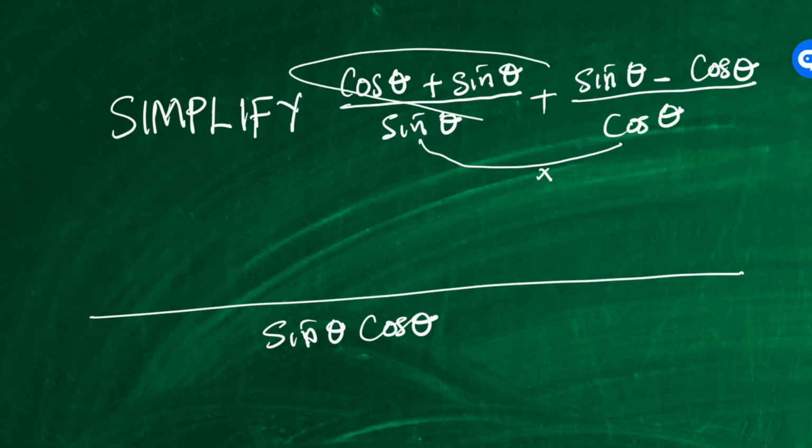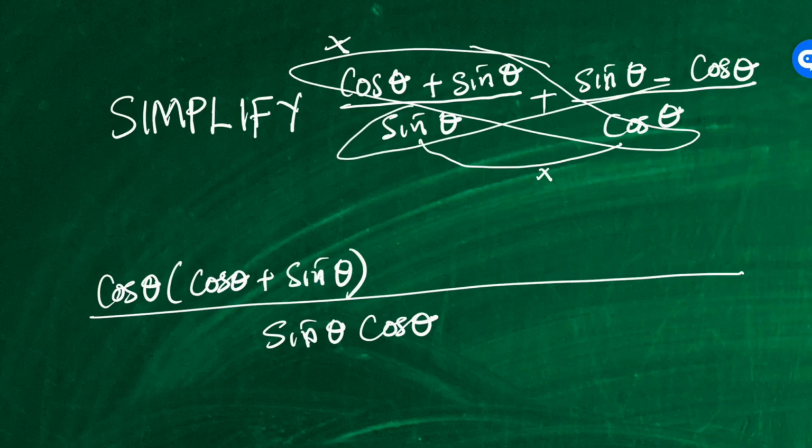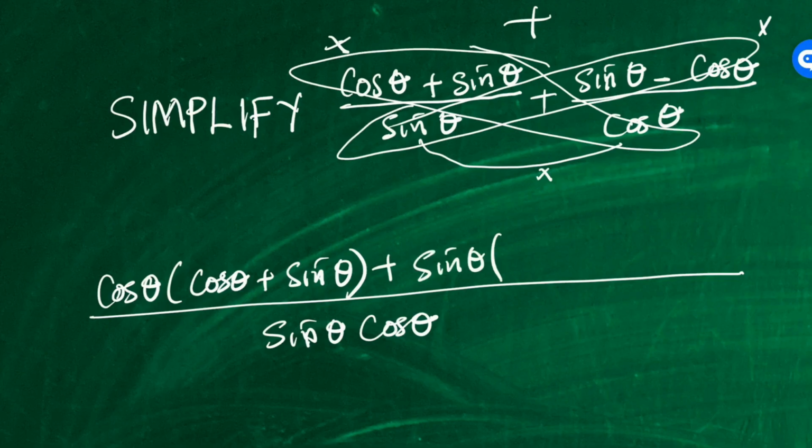Now you can do your division, but the simple trick is multiply what is on the numerator on the left and what is in the denominator on the right. So you have cosine theta multiplied by what is in the numerator, is cosine theta plus sine theta. Okay. And then in the middle, you have a summation, right? So you're going to add the product of the denominator on the left and the numerator on the right. So that is plus sine theta multiplied by sine theta minus cosine theta.